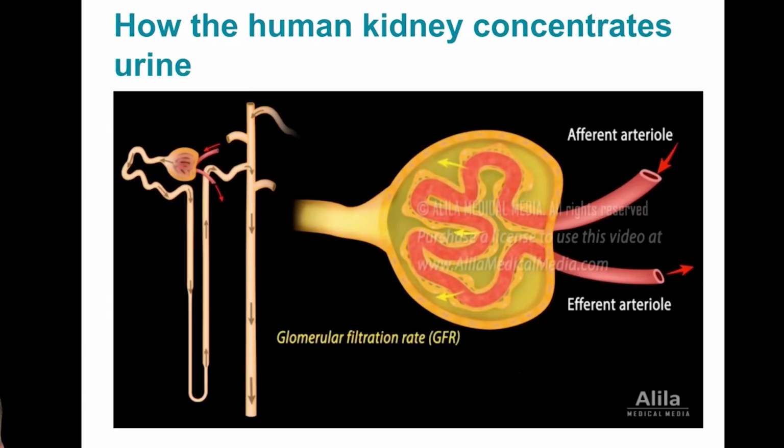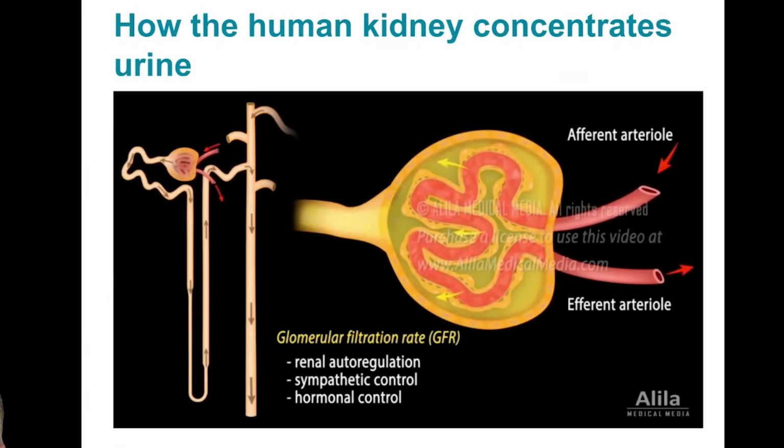GFR is kept at a stable value by several feedback mechanisms within the kidneys, known as renal autoregulation. GFR is also under sympathetic and hormonal control. GFR regulation is generally achieved by constriction or dilation of the afferent arteriole, which causes the glomerular blood pressure to fall or rise, respectively.